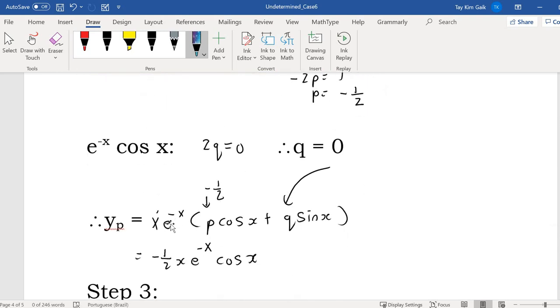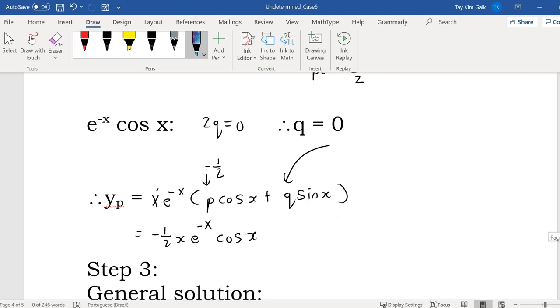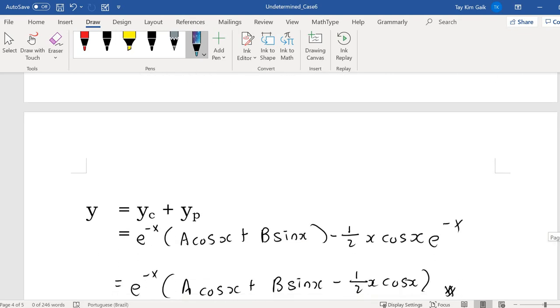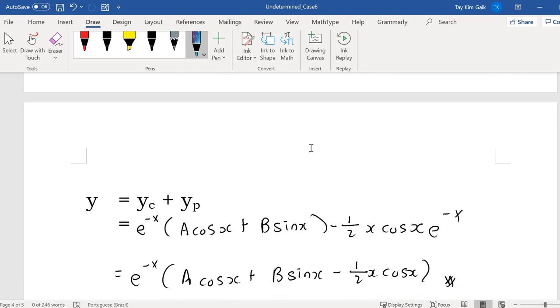So plug back in, the yp is x exponent negative x, p cos x plus q sin x. p is negative half, q is 0, so you get your yp. So your general solution is yc plus yp. With this, thank you for your attention.